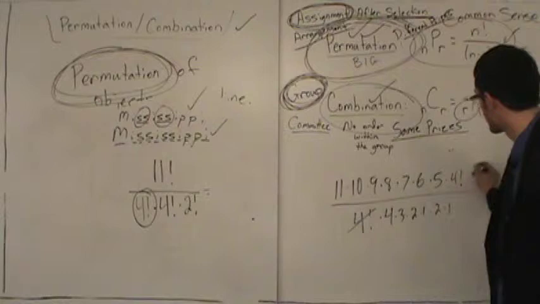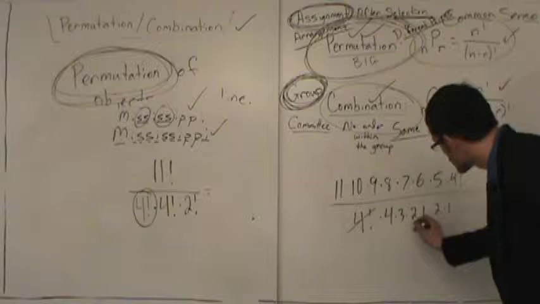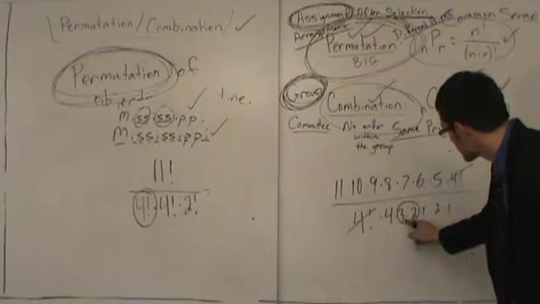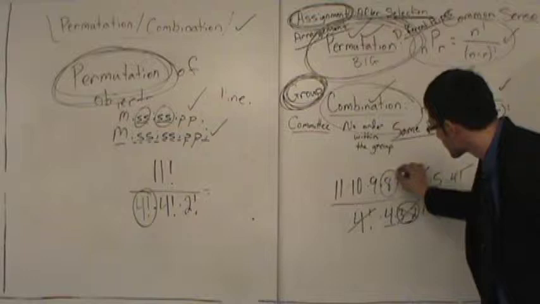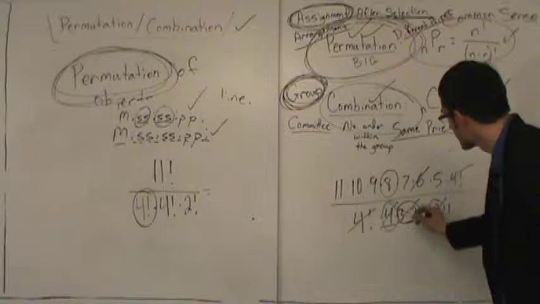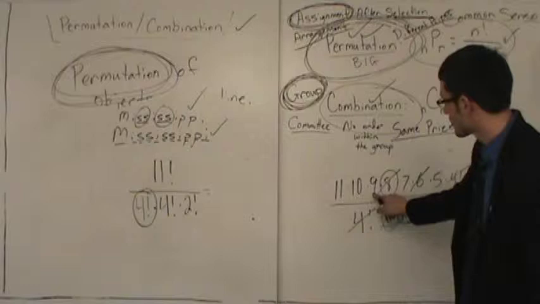Now, I want you guys to notice a little trick here. Do you guys see that 3 times 2 is 6? Okay? And 3 times 2 is 6. So can we cancel 6 with 6? Yes. Okay. Notice, is 4 times 2 8? Yes. So we're going to cancel the 4 times 2, which is 8, with the 8, okay? And what is left? Nothing but 1s. And we're left with 11 times 10 times 9, which is 990.